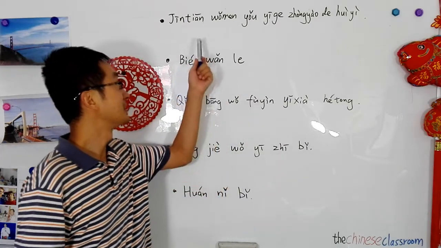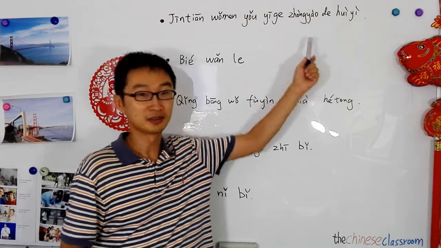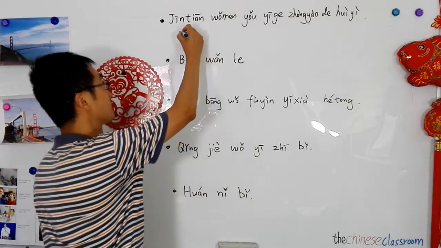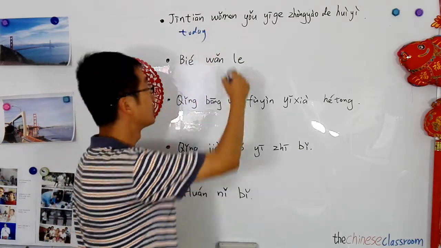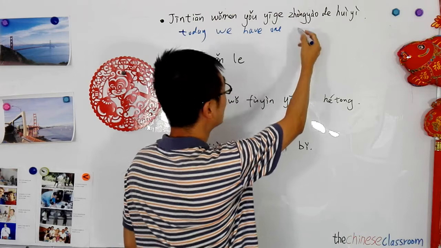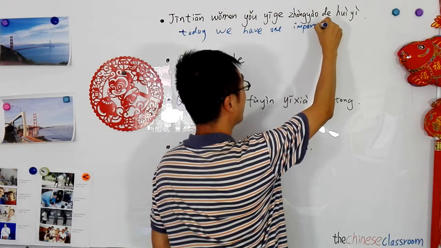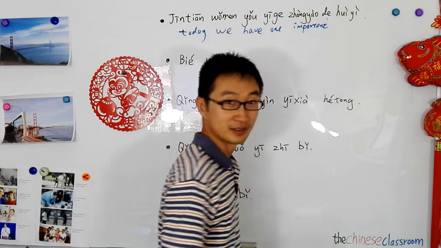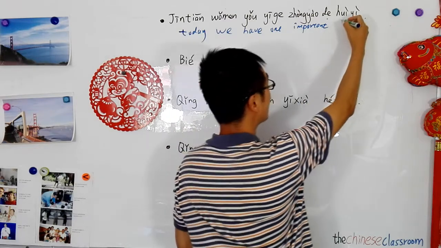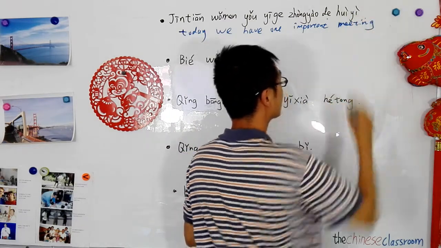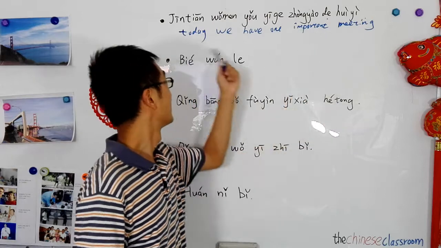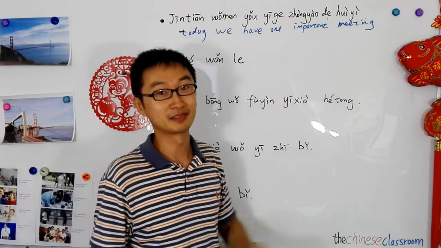Number one，今天我们有一个重要的会议。First, word by word. 今天 today，我们 we，有 have，一个 one, and 个 is a measure word. 重要 is important. 的 is a structure word to connect adjective and noun. So 重要的会议 is important meeting. Okay. 今天我们有一个重要的会议。Today we have one important meeting.